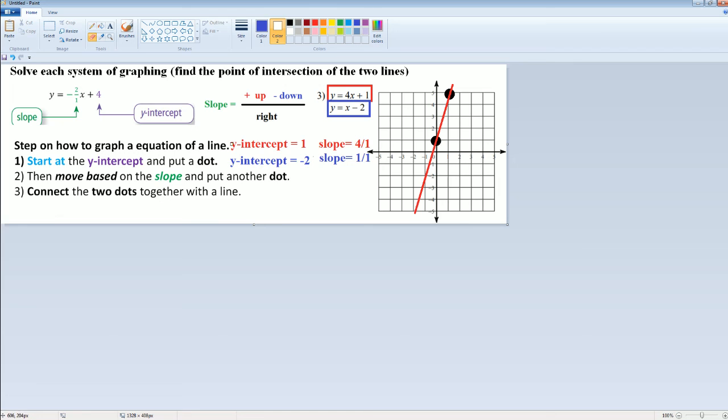Now, y-intercept, -2. -2 is right there. Let's fill that in. And the slope here was +1 over 1. So up 1 across 1. It's right there. Okay. Now we connect the dots. It's the blue line. Okay.